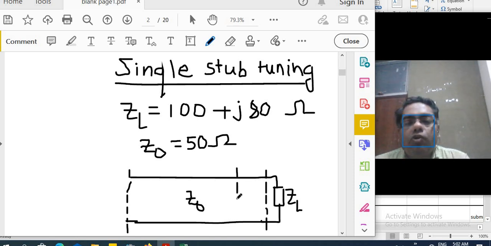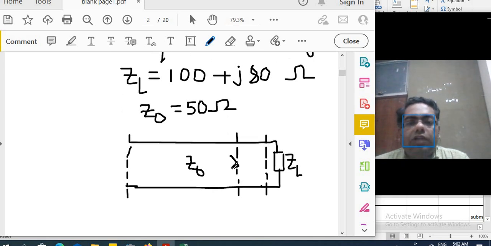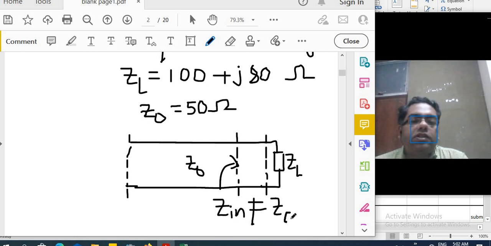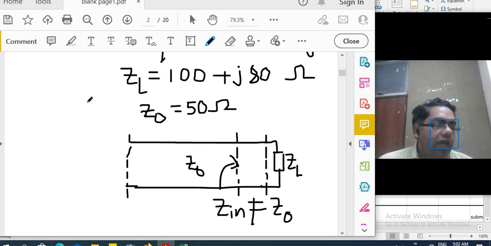So at any point if you see the input impedance, this input impedance will not be equal to Z0. So this is mismatch. To provide impedance matching, we will use a single stub series tuning. Let us see how we connect the stub in series and provide impedance matching.